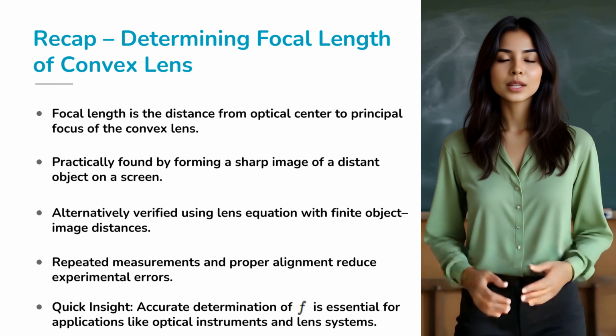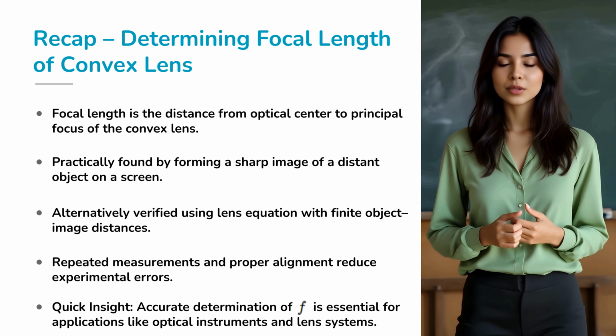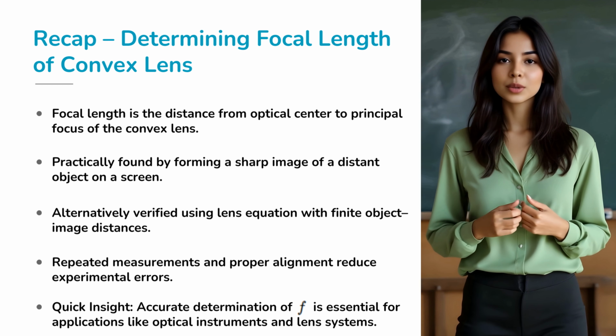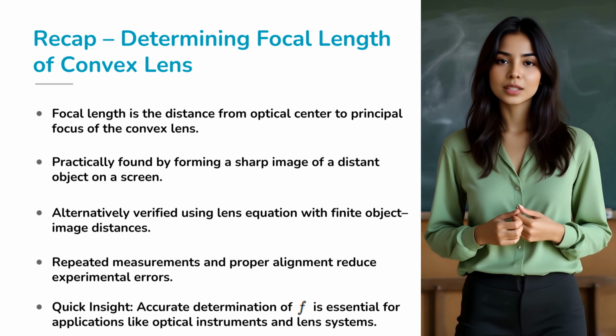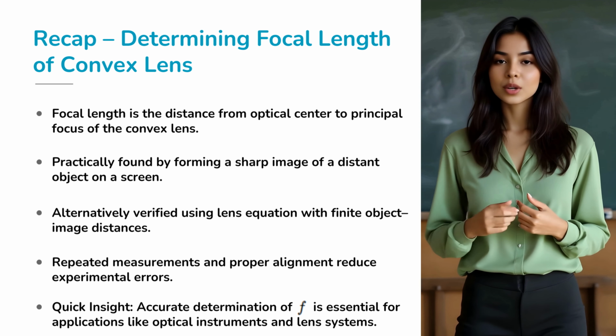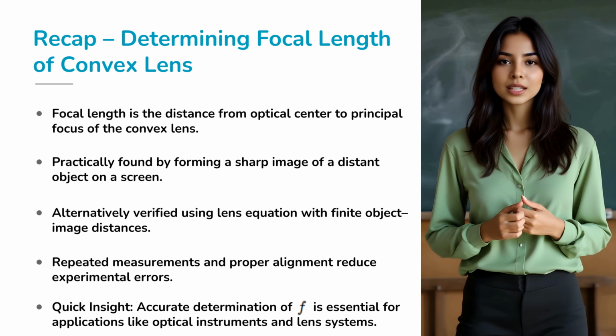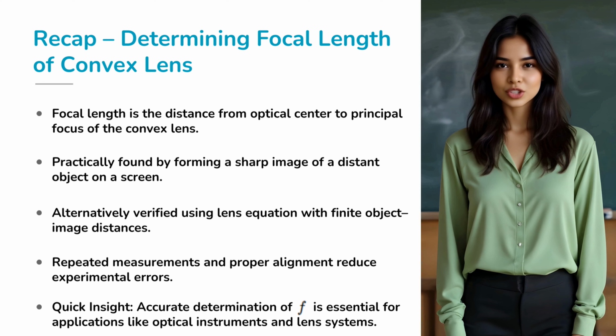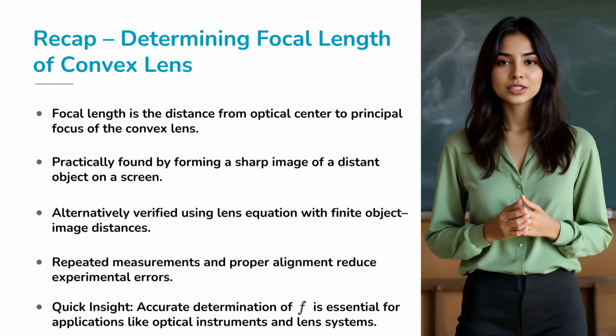So let's wrap it up. The focal length of a convex lens is the distance from its optical center to its principal focus. We can determine it practically by forming a sharp image of a distant object on a screen. Alternatively, the lens formula gives us a way to calculate f using measured object and image distances.